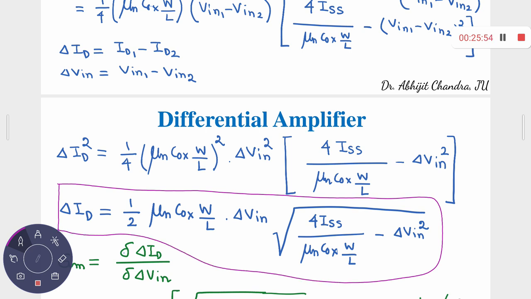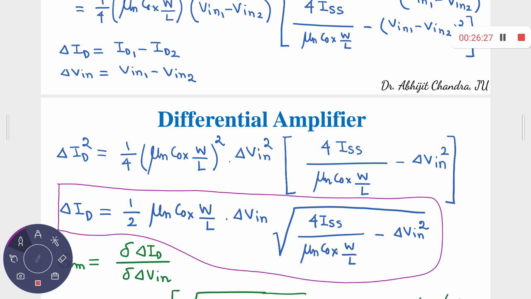Delta ID is equal to half mu n C ox W over L multiplied with delta V in multiplied with the square root of 4 ISS upon mu n C ox W over L minus delta V in square. That is the mathematical form we have already got. So what is the implication of this particular expression? The first thing is that this delta ID is an odd function of delta V. It's an odd function of delta V.